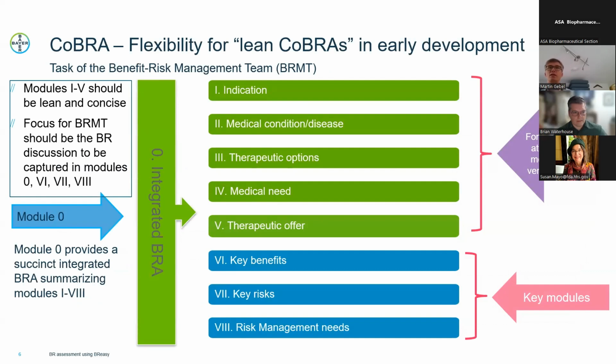The first 5 elements you see here are supposed to be very lean and concise, describing the general setting of the project. The main focus is on the following 3: the key benefits, the key risks, and the risk management needs. And finally, the integrated benefit risk assessment, which is supposed to summarize all 8 modules which are part of the COBRA. This is usually started when we go first into man or shortly before that.